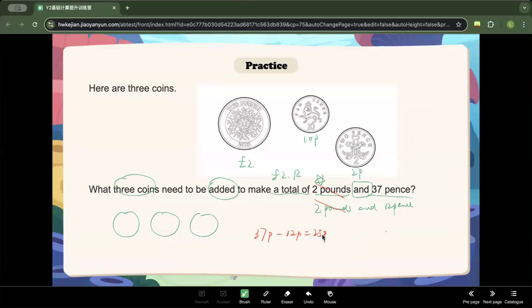Now the question has changed to: what are the three coins that make a total of 25 pence? Everybody see the logic? We try to compare the difference, find the difference, and change our goal to find three coins that add up to 25 pence. That's the amount we should add to the total. So I leave it to everybody. Can all of you try to help me find what three coins can make up a total of 25 pence?